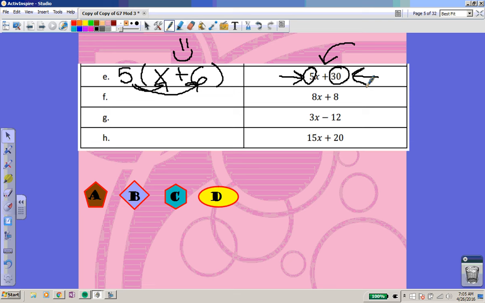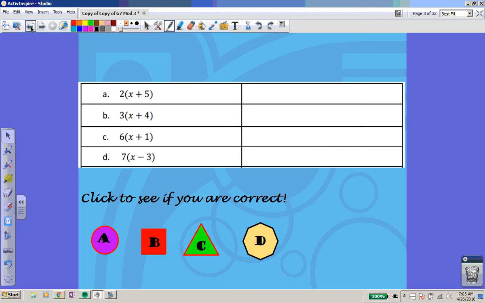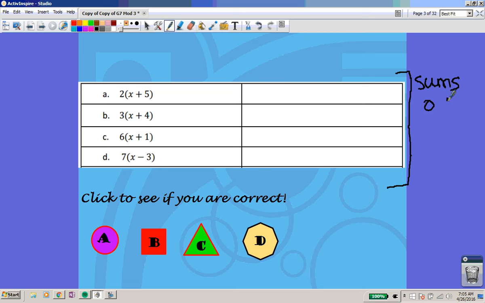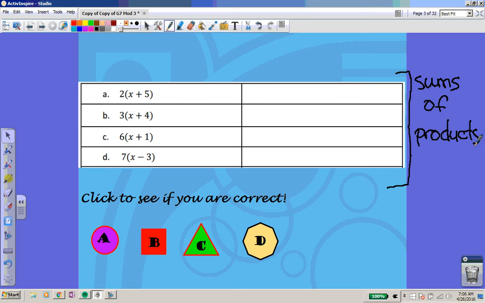I forgot to have you do this for the last one, so I'm actually going to work backwards here. I'm going to go back. Here, for notes, I would like you to label this section right here as sums of products. If you need to pause the video so you can write that, go ahead and do it. I'm going to keep on moving on.